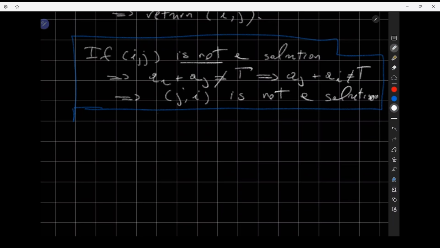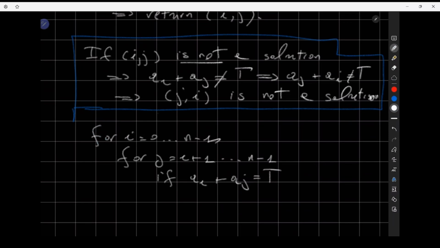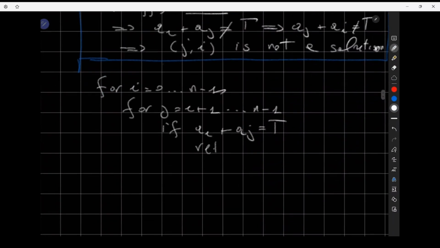So the naive approach can be essentially represented using the following pseudocode. For i equals 0 to n minus 1, and for j equals i plus 1 to n minus 1, if A_i plus A_j is equal to the target, then we just return the pair i, j.